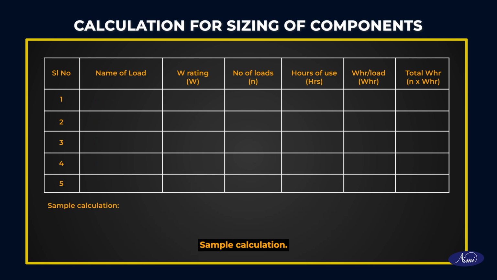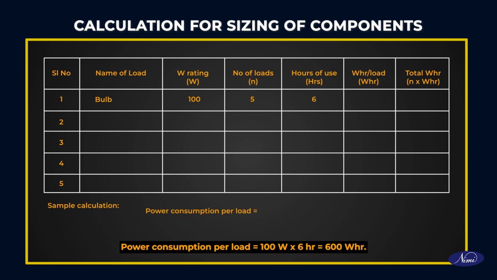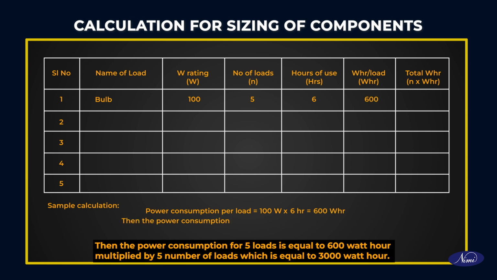Sample calculation. The bulb rating is 100 watts, such that 5 loads are there and run 6 hours. Power consumption per load is equal to 100 watts multiplied by 6 hours, which is equal to 600 watt hours. Then the power consumption for 5 loads is equal to 600 watt hours multiplied by 5 loads, which is equal to 3000 watt hours.